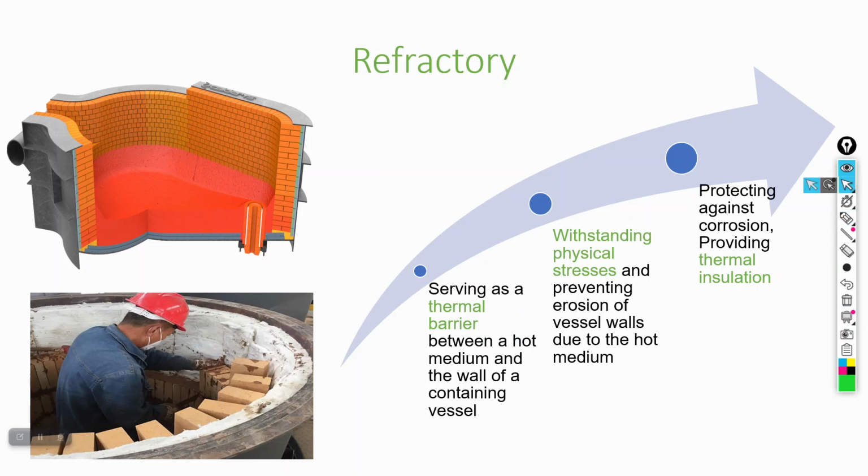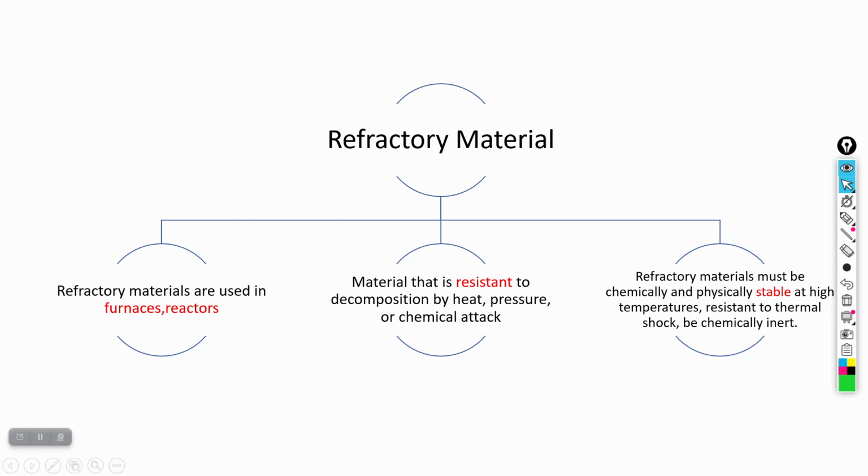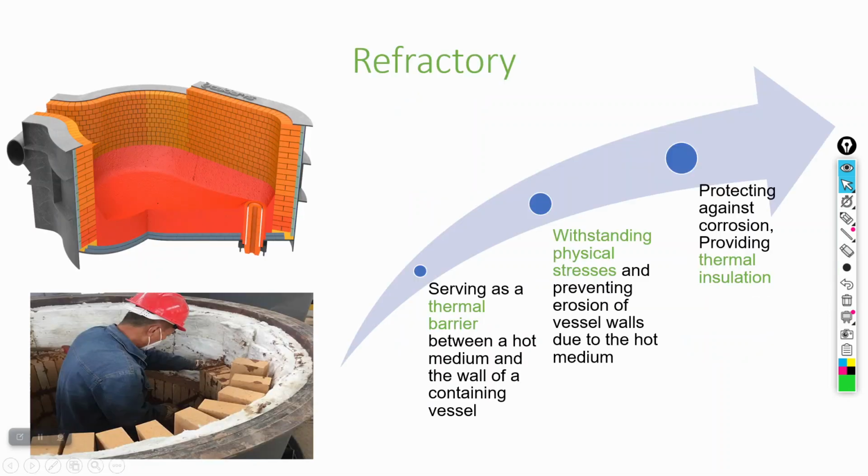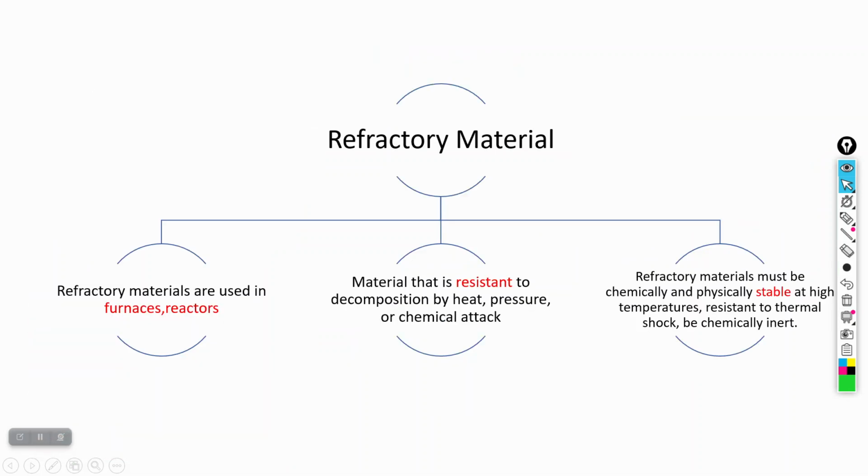So it is good to say that no functioning of furnace is possible without this refractory medium. And these refractory bricks are made up of certain materials, and those materials must be resistant to decomposition by heat and pressure. It should be stable at high temperature, because temperature in the furnace will be more than 1000 degrees Celsius, and in that hot medium the refractory material should be stable enough to resist chemical and physical attack.